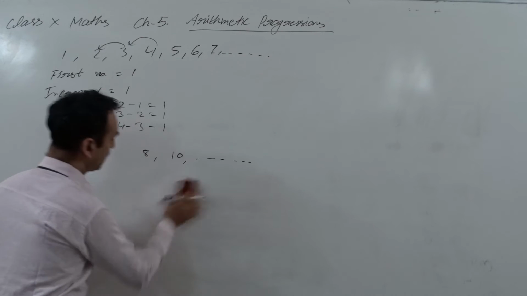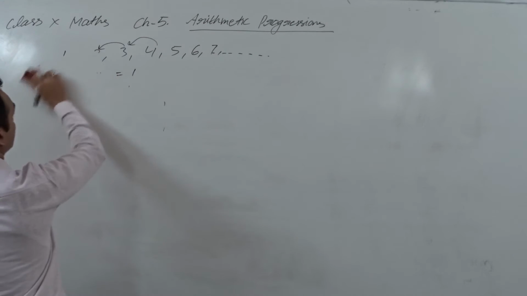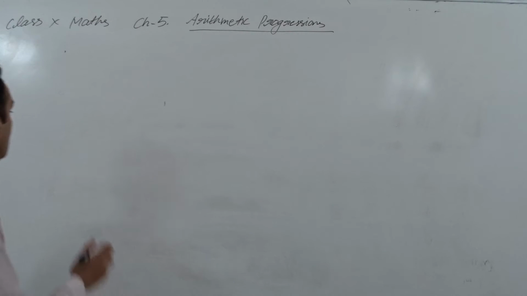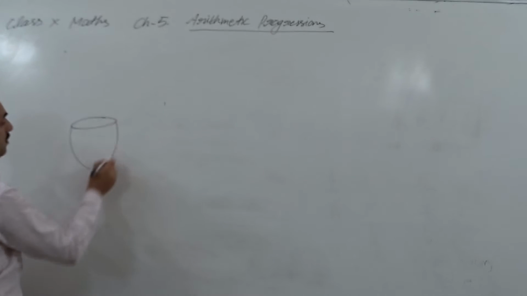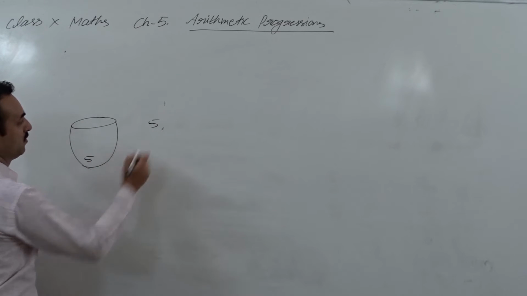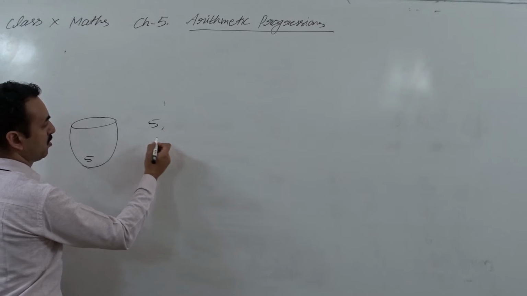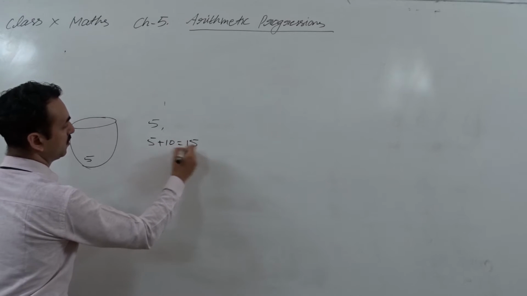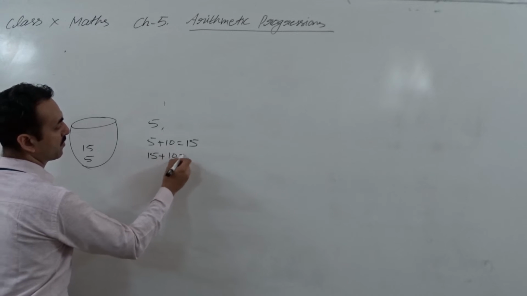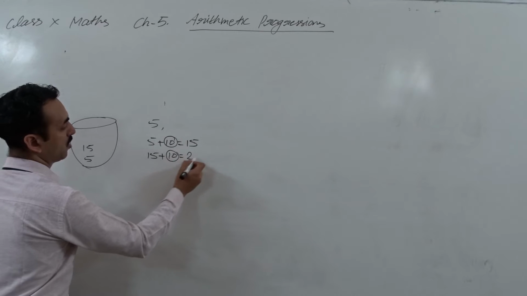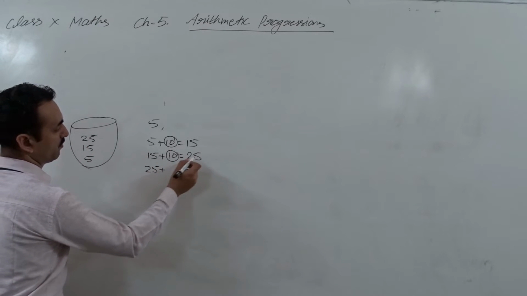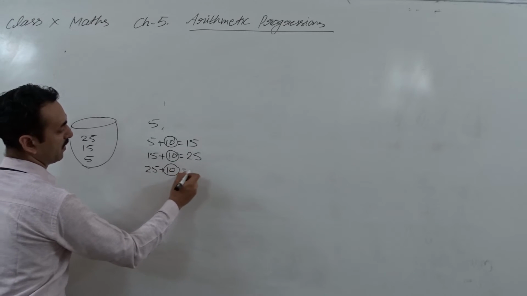Now we will understand about some real-life diagrams. Suppose this is a money bag in which you deposit first 5 rupees, then you increase the money by 10 rupees. So 5 plus 10, 15. Next week you deposit 15 rupees. Now again you increase by 10, a fixed number. Now the third week you will deposit 25 rupees. Again, the previous week 25 plus 10, 35 rupees.